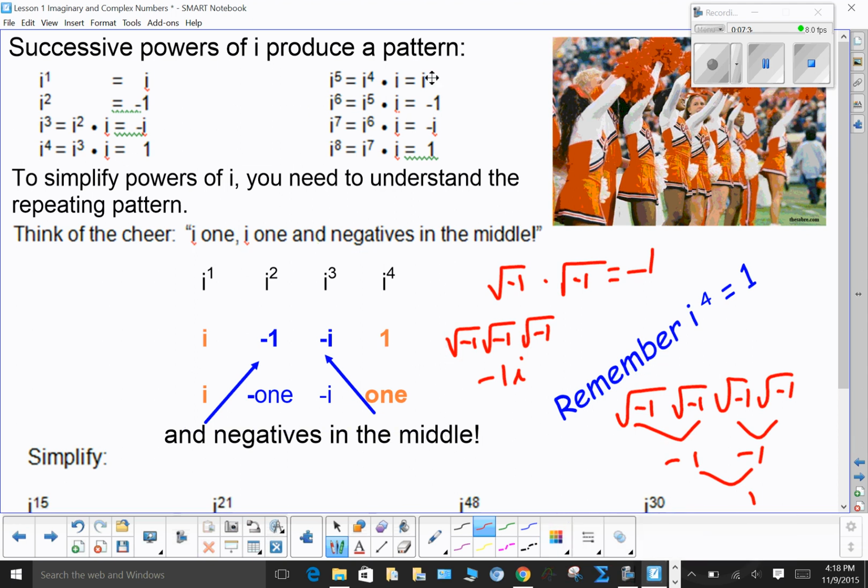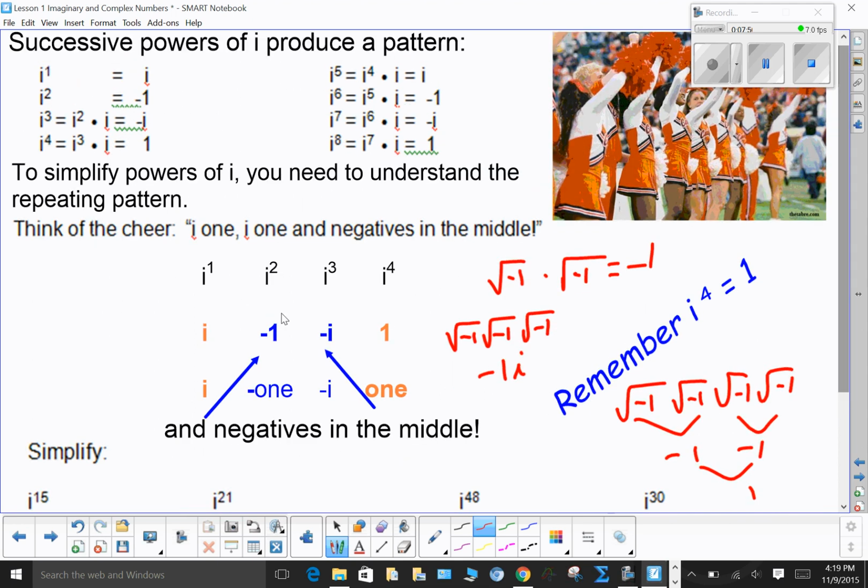Now, the pattern repeats. As soon as I have i to the 4th, it's i to the 4th times i, or just i. Because remember, i to the 4th is 1. i to the 5th is i, i to the 6th is -1, i to the 8th is 1 again. To help you remember the pattern, you can think, i, 1, and negatives in the middle. You have i, you have 1, and you have the negatives in the middle. It just helps to remember the pattern for the first 4, and then the pattern repeats everything after that.